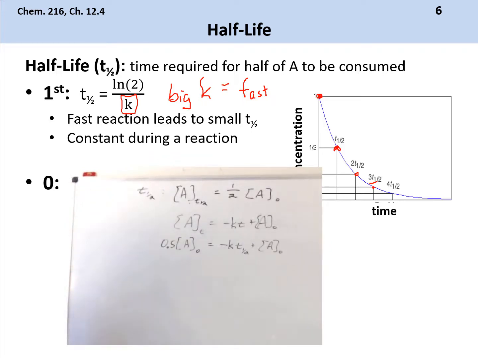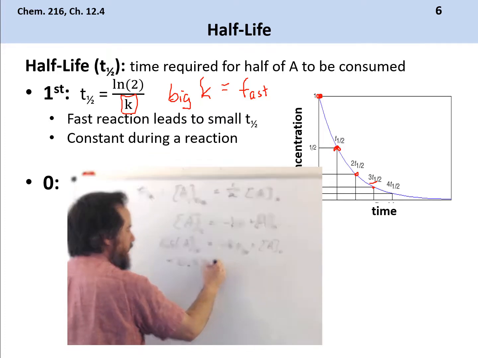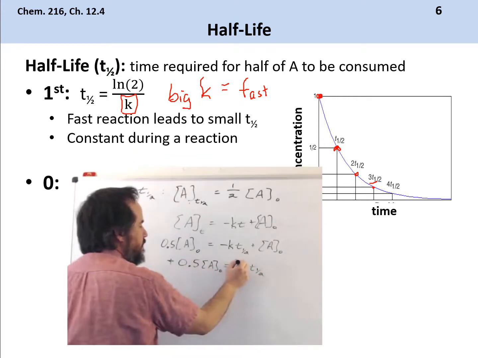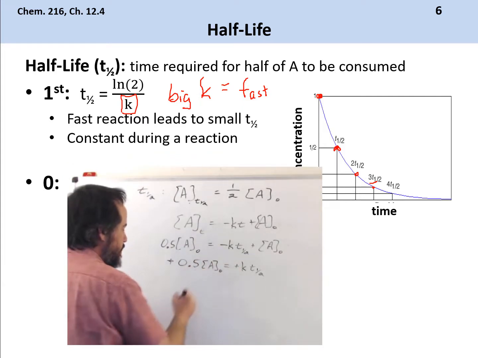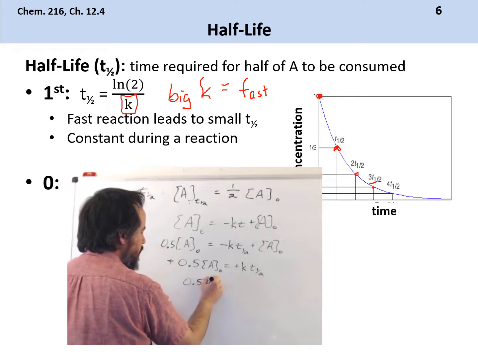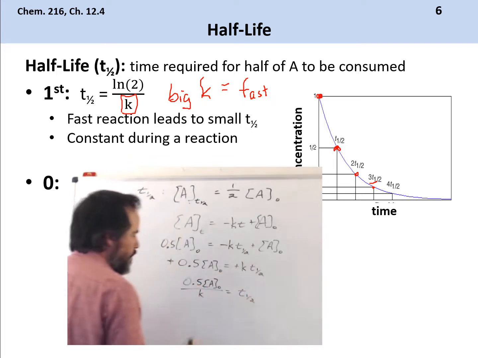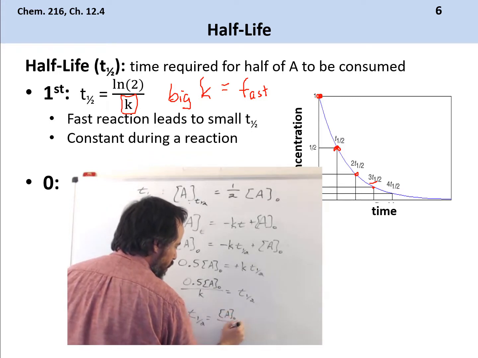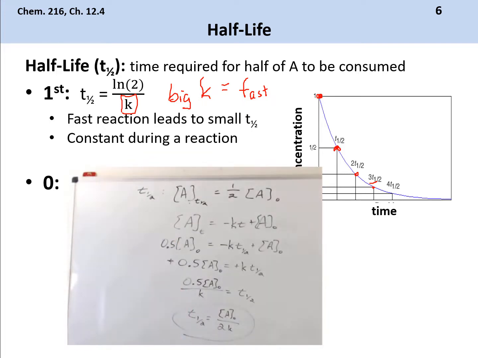I can move this over here. This is going to get me negative 0.5 A naught equals negative k times half-life. Going to make this positive, this positive. And now I'm going to rearrange this by dividing by k. That's going to be 0.5 A naught over k equals my half-life, or half-life equals A naught over 2k. And this is my half-life now if I have a zero order reaction.